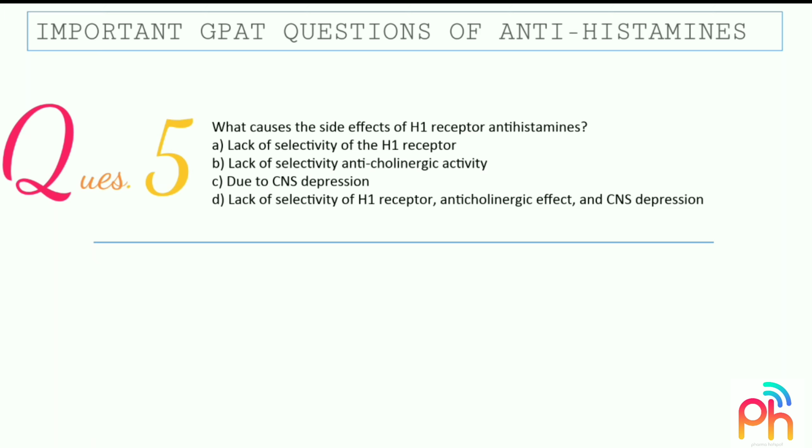Yeah, so we have the fifth question, which is, what causes the side effects of H1 receptor antihistamine? So guys, you have to find out the cause of side effects of H1 receptor antihistamines. So the options are lack of sensitivity of H1 receptor, lack of selectivity, anticholinergic activity due to CNS depression, or D, which is A, B and C, which is lack of sensitivity of H1 receptor, anticholinergic effect and CNS depressant. So you have to find out the correct answer. You have the 10 seconds to think.